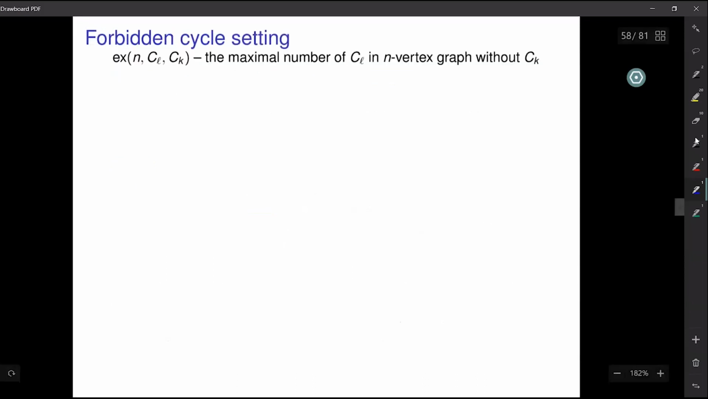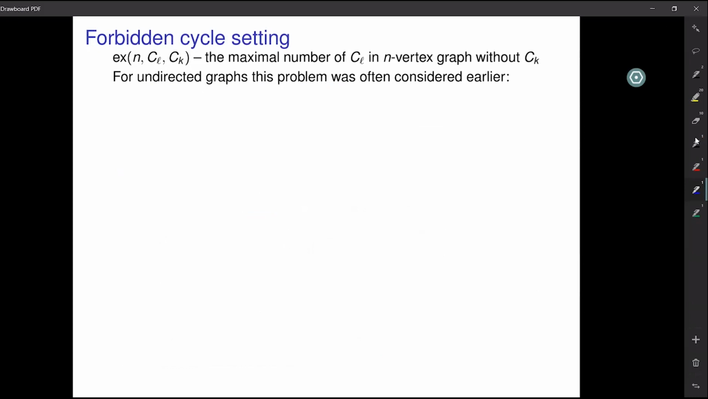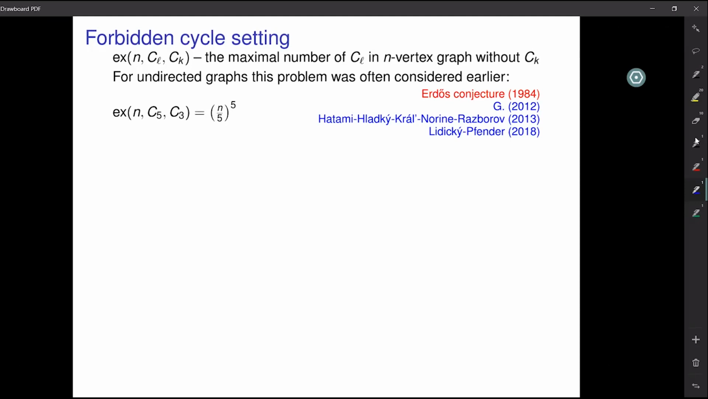Okay, and what about the forbidden cycle setting? So now I want to maximize the number of cycles in an oriented graph, but not among all graphs, but when some other length of cycle is forbidden. If we consider this for non-oriented graphs, this was considered earlier quite often. So let me just mention briefly a few results. It started already in the 80s with the Erdős conjecture that was proved something like 10 years ago by 2 groups. And recently, Lidický and Pfender even proved the structure of extremal examples, that basically it's a blow up of a 5-cycle and nothing else for big enough n.